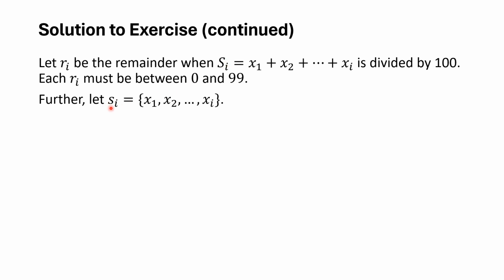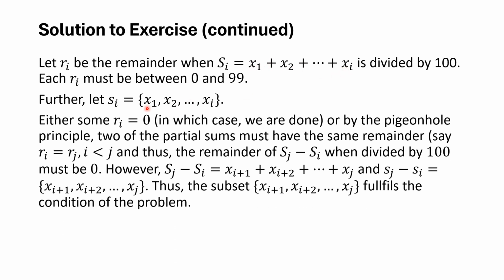One further notation, let little s sub i equal the set corresponding to the numbers in our partial sum here. We have two cases. Either one of the R sub i's is 0, which means that this set s sub i fulfills the requirement of our theorem of basically a subset whose members, when added together, is divisible by 100.